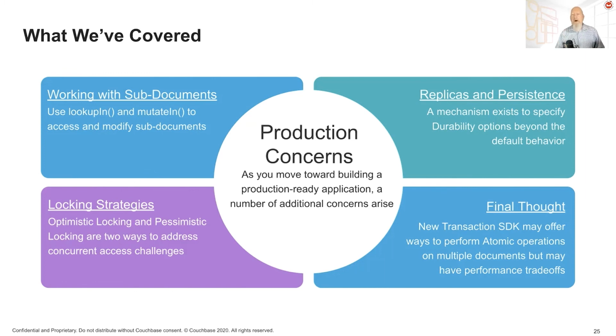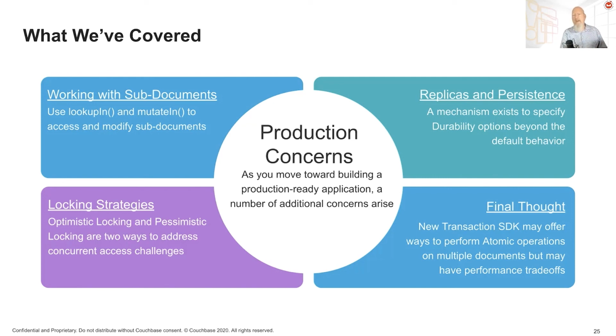Now, one final thought I wanted to introduce is Couchbase recently introduced the transaction SDK. So as of Couchbase 6.5 and the 3.0 SDK, we now have support for atomic transactions over multiple documents. Now, that's something we didn't talk about in this session, but transactions are an interesting way if you want to perform all or nothing semantics of some kind of operations between multiple documents. And so you may want to take a look at the transaction SDK if you want to learn more about performing atomic operations across multiple documents.